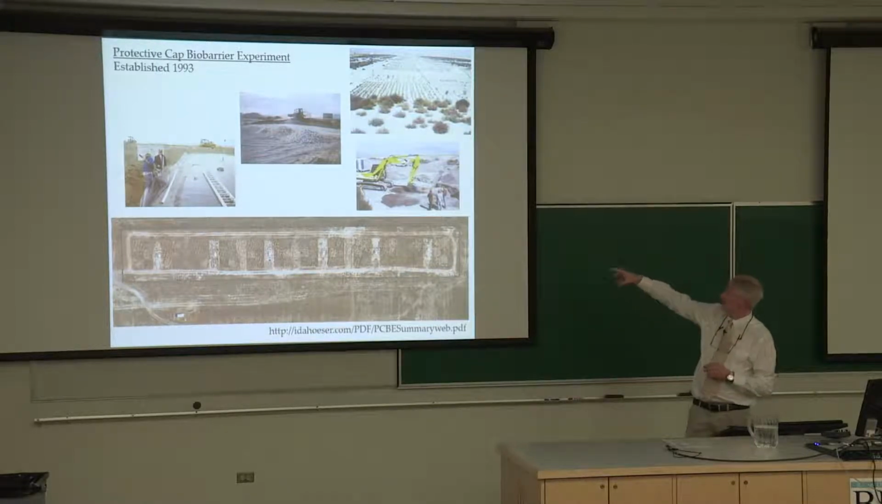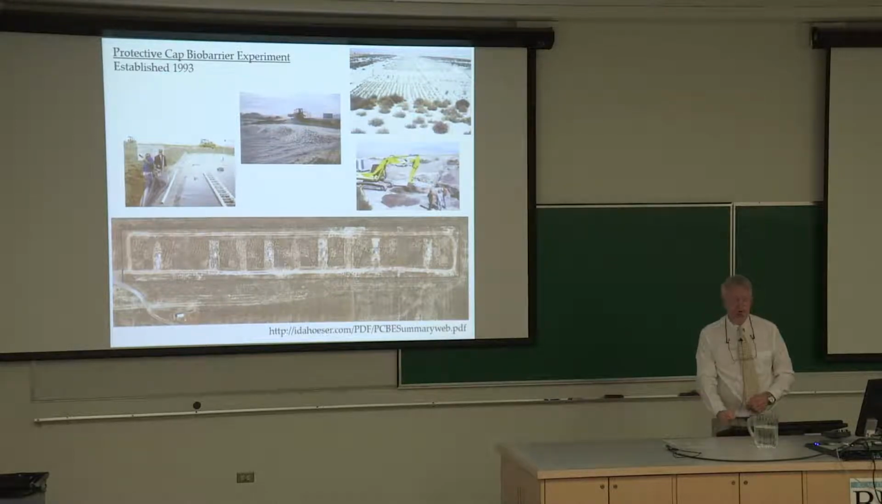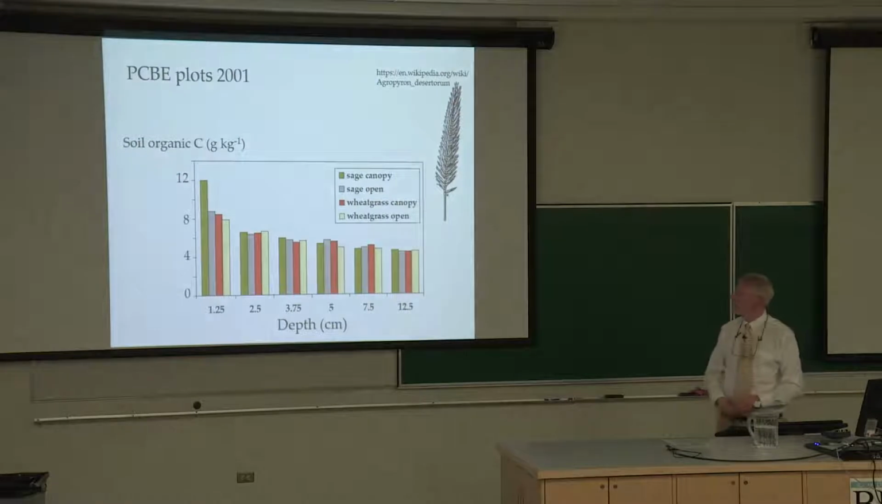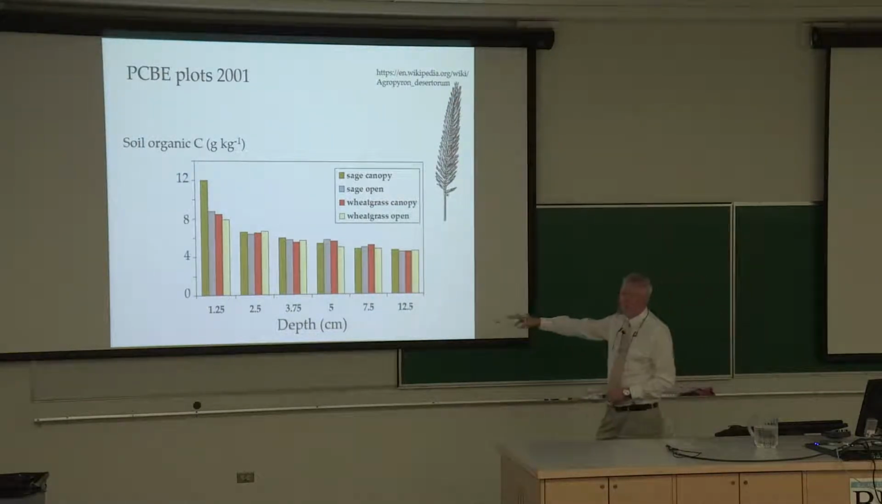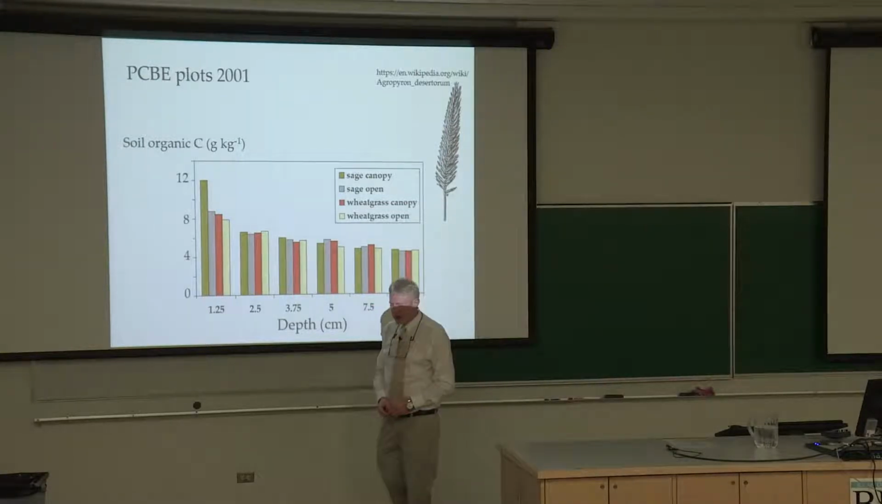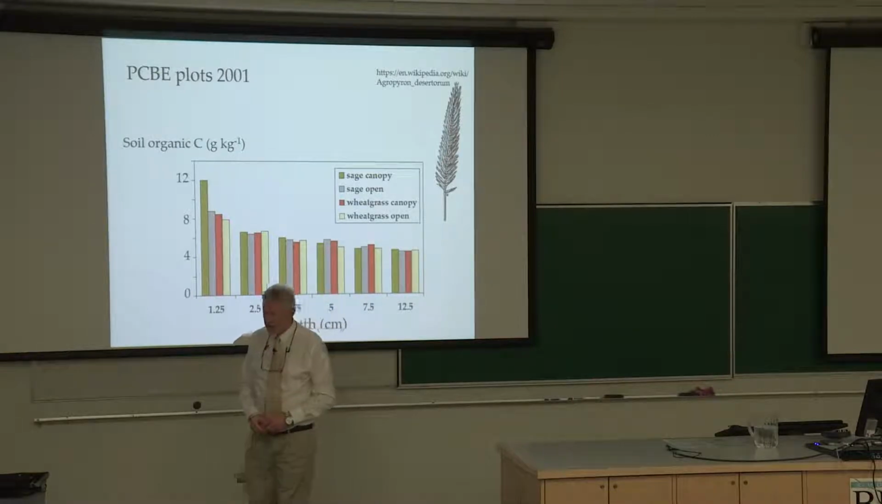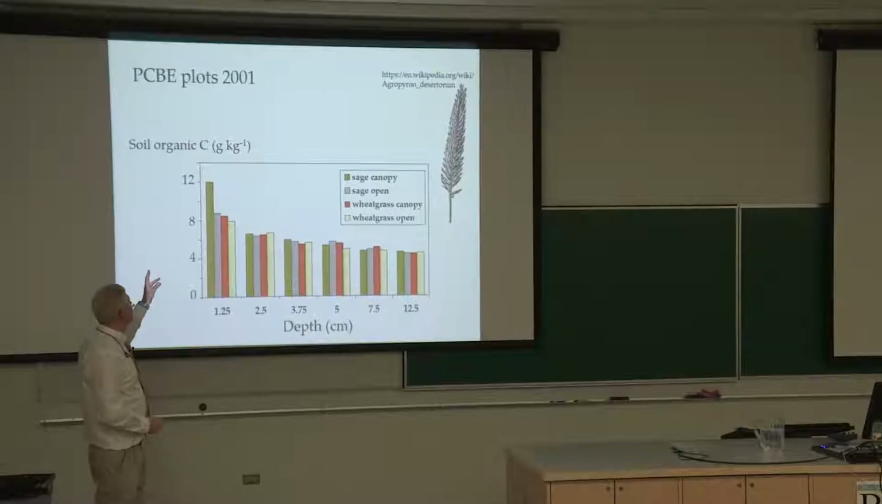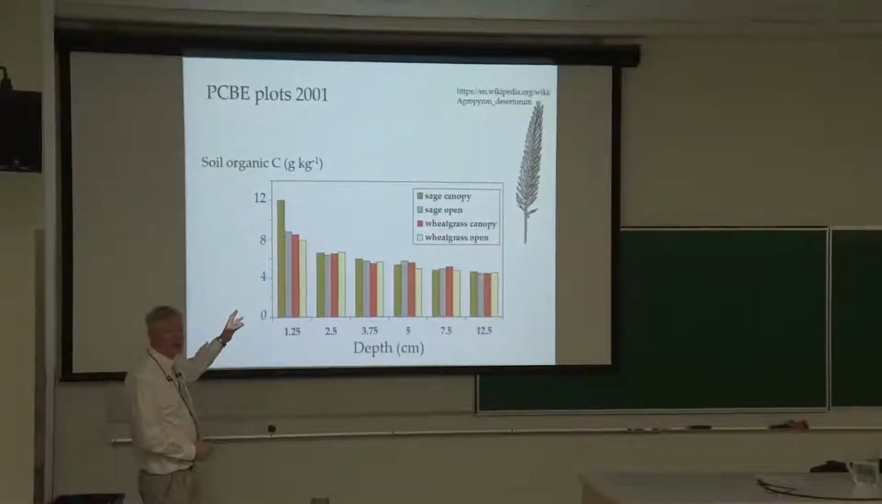Here's the experiment back in '93, and I sampled then in 2001. There was an irrigation treatment and some planting treatments, either sagebrush or crested wheatgrass cover. Here are the plots in 2001, with depths from half an inch down to 5 inches, and soil organic carbon in grams per kilogram, getting up to 12. So we can see a canopy effect. We can definitely see it's higher under the sagebrush canopy compared to the open.